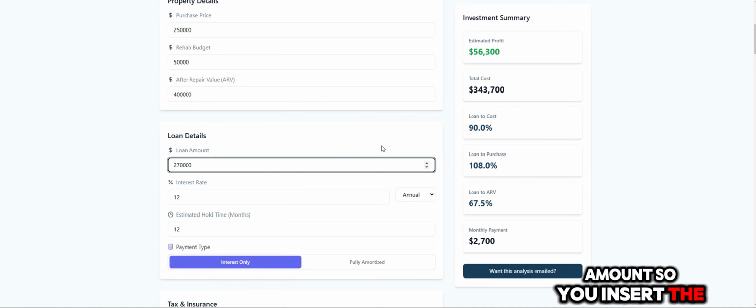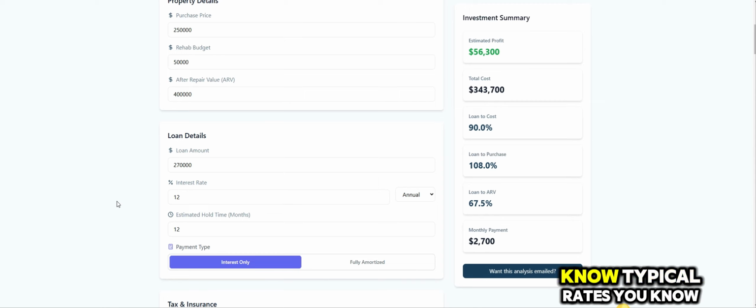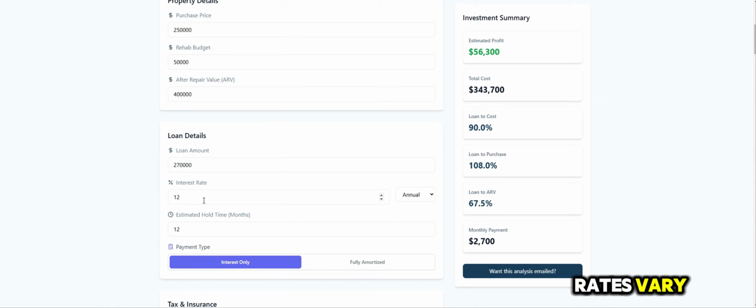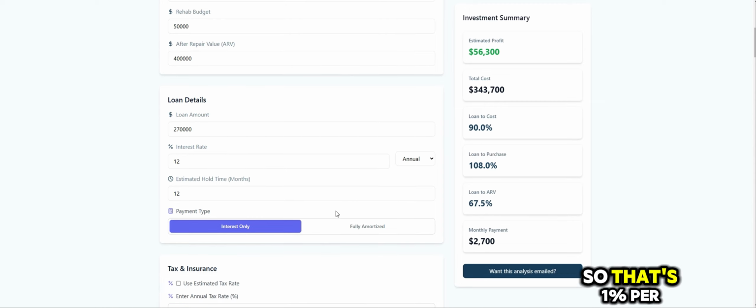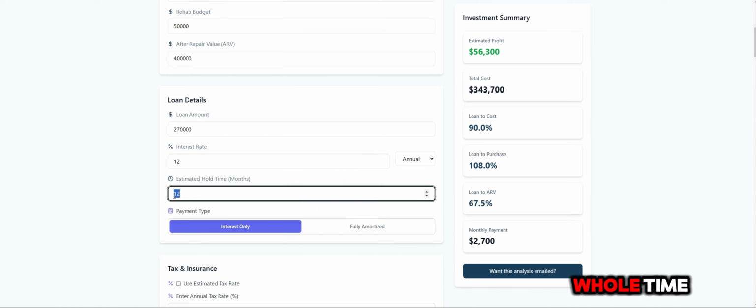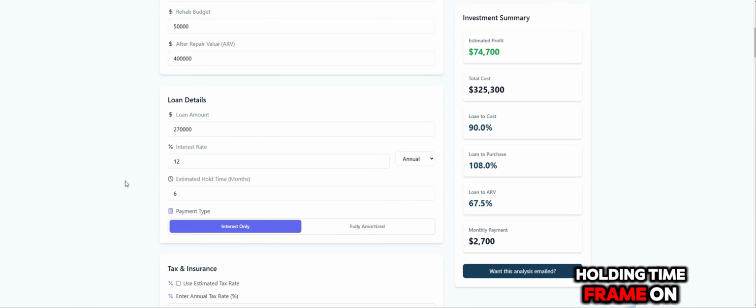So you insert the loan amount and the interest rate. Rates vary, but I'll just use 12% as an example, so that's 1% per month. It is an annual interest rate. Now estimated hold time, this is key, right, because this tells us how many interest payments you're going to make. Let's use a typical holding time frame on a flip like this of 6 months.